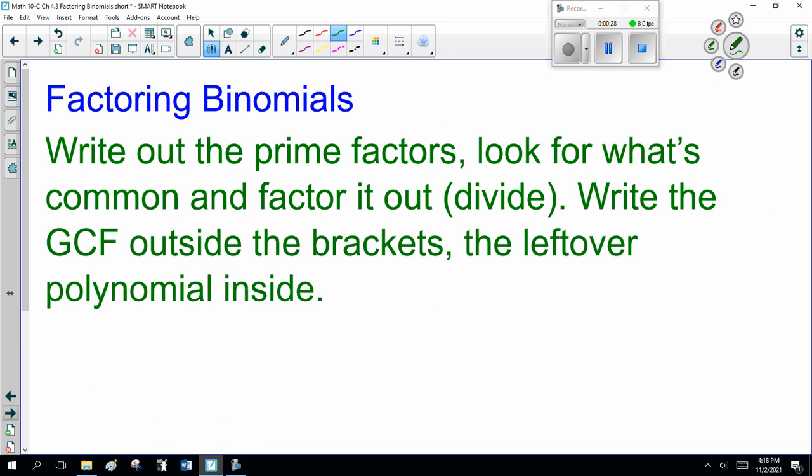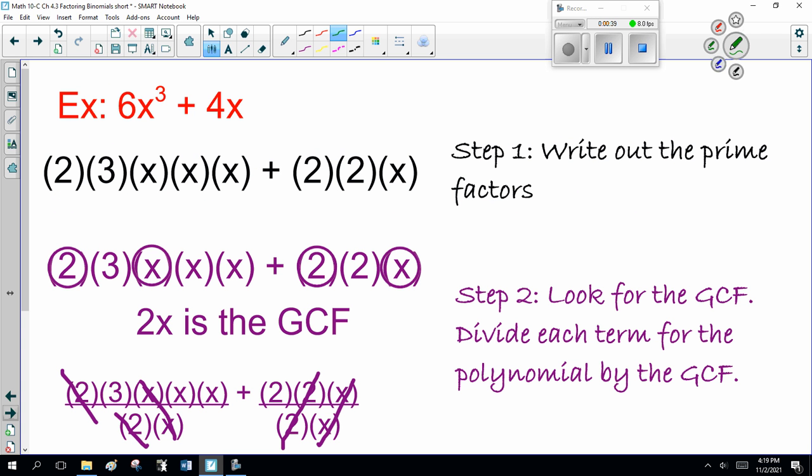Now, you write out the prime factors, you look for what's common and factor it out or divide. Write the greatest common factor outside the brackets and the leftover polynomial inside. Let me show you. 6x cubed plus 4x. Now 6 is 2 times 3, and x cubed is x times x times x.